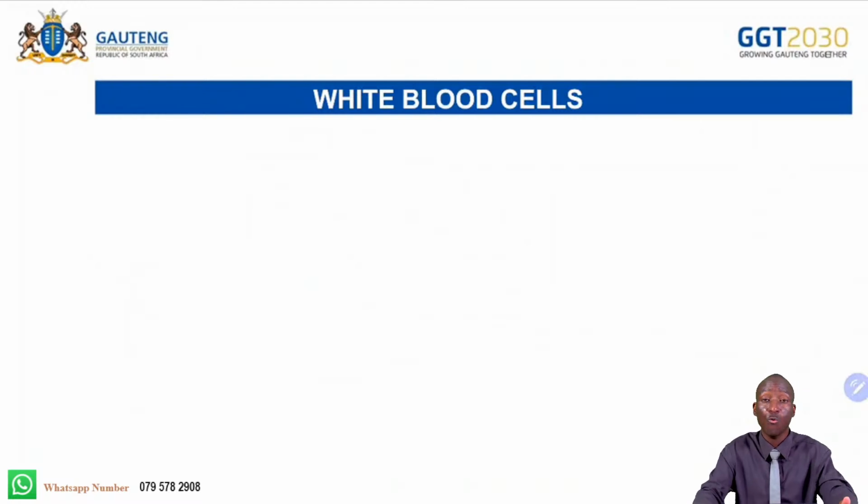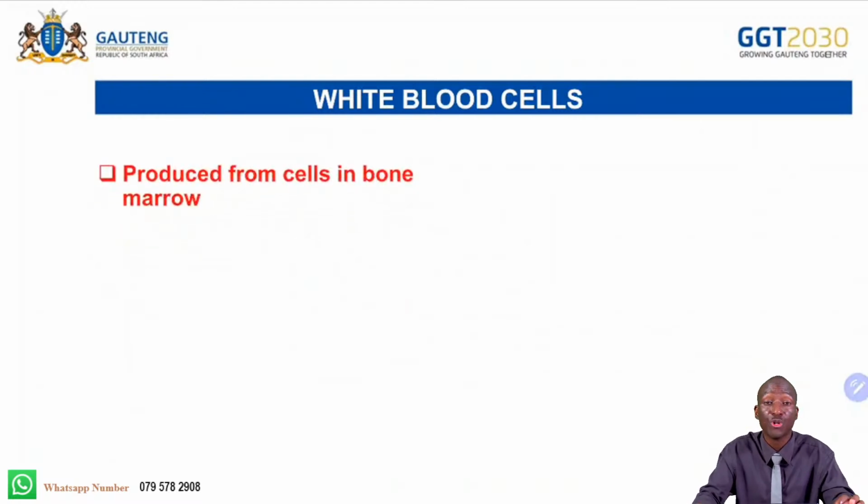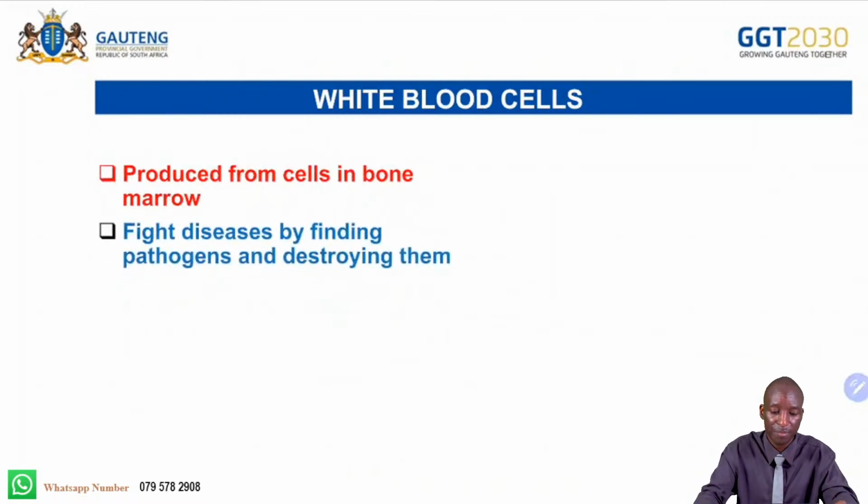Now let's come to the white blood cells. These are produced from cells in bone marrow, okay? They fight diseases by finding pathogens and destroying them.